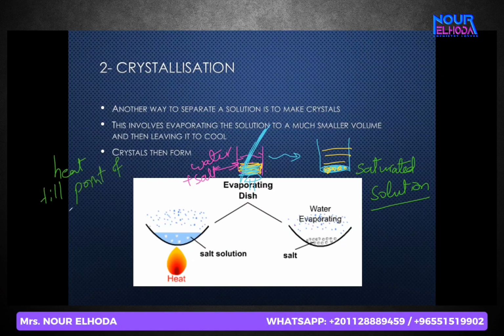What do I mean by point of crystallization? All the crystals are going to start to form. This is very important, it's always in past papers. When we say heat, we take 1 mark. When we say till point of crystallization, you will take the 2nd mark. I will tell you what I mean by point of crystallization.